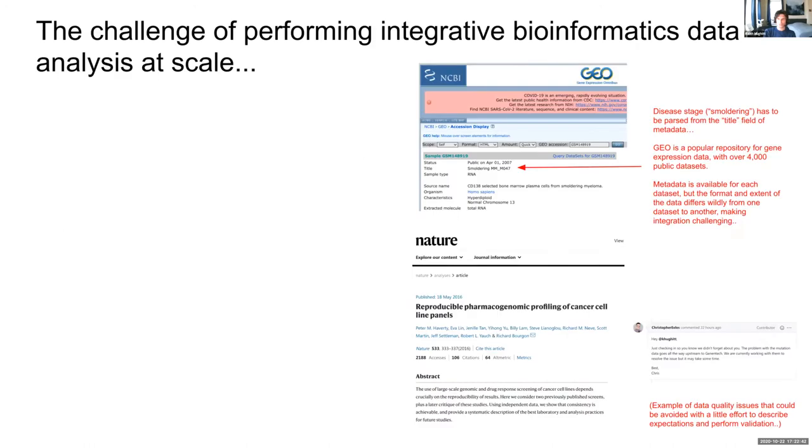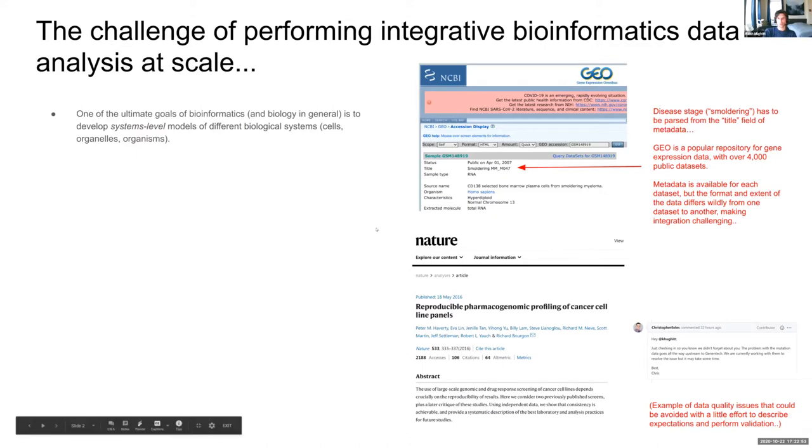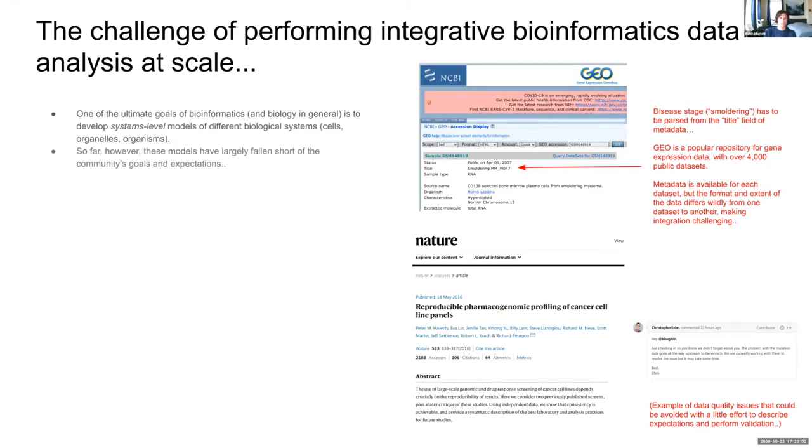All right, so just to give you a little bit of background, there are some challenges to working with bioinformatics data and doing analysis at scale. One of the big goals of biology and bioinformatics is to be able to develop systems models of organisms, of cells, of tissues, and so on. So far, the models generally fall short of what people expected we would be able to do at this point in time. Part of this is probably just due to the fact that we have incomplete data.